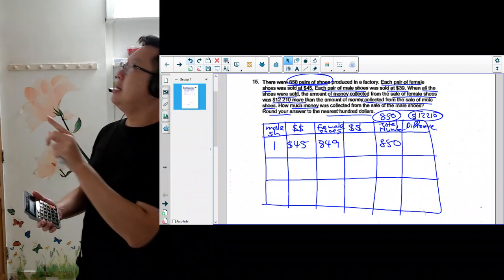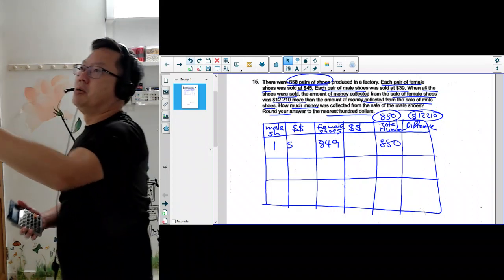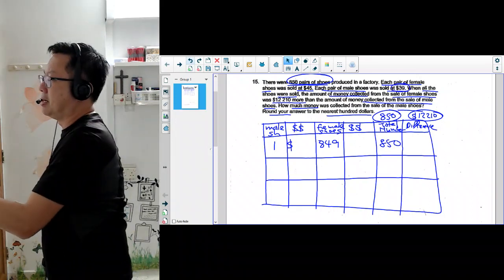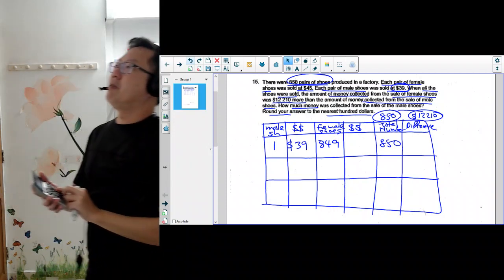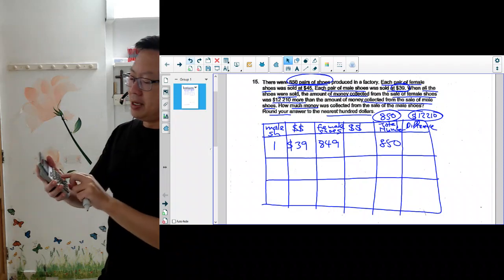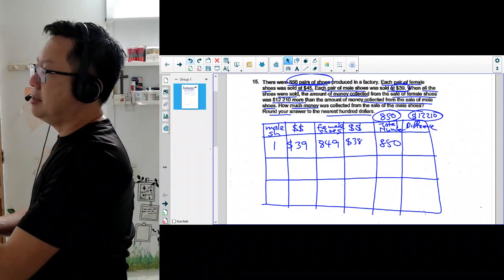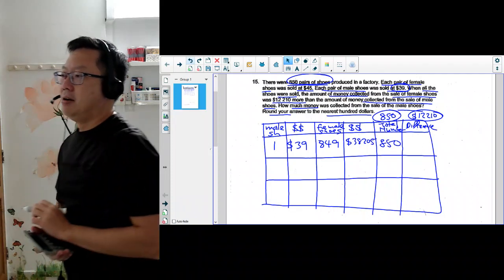Oops, did I make a mistake? Okay, hang on for a while. So one male shoe is how much? One male shoe is $39. Okay, so let me just put down $39, and 849 female shoes will be 849 times $45 each, and you will get $38,205. Okay, so what's the difference?